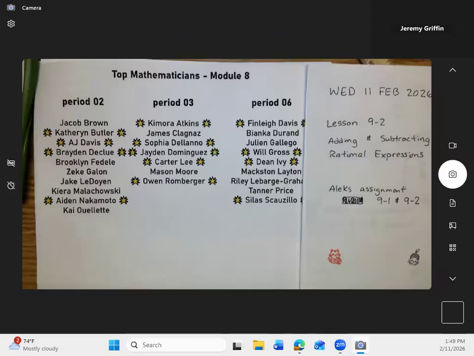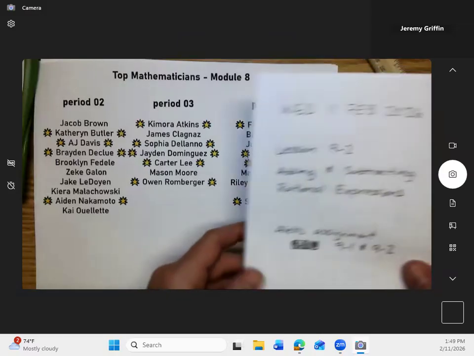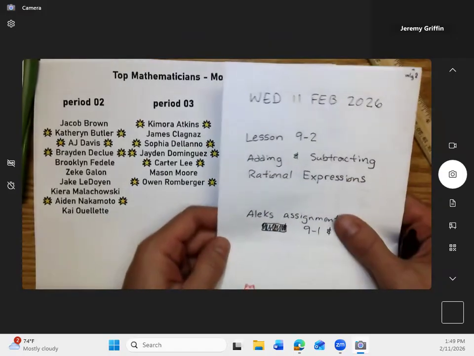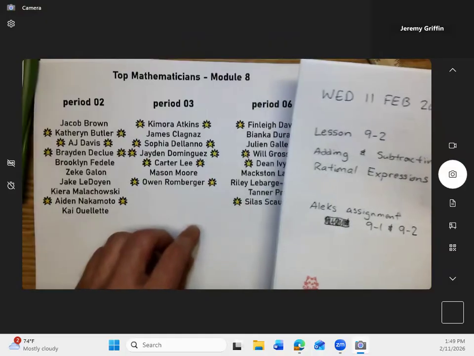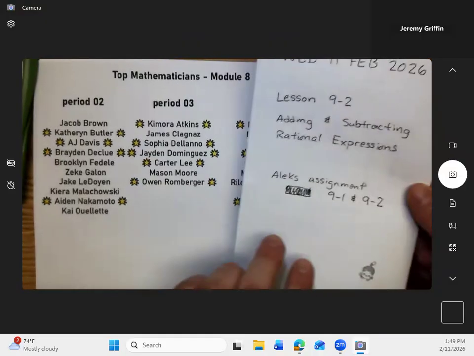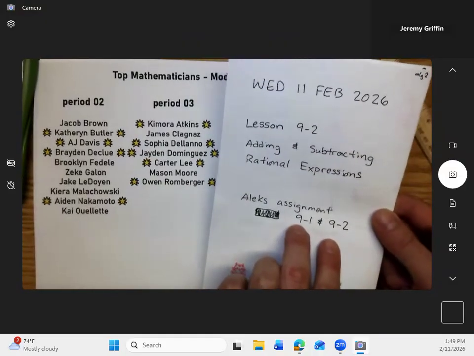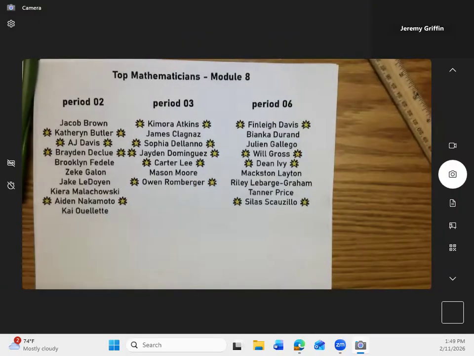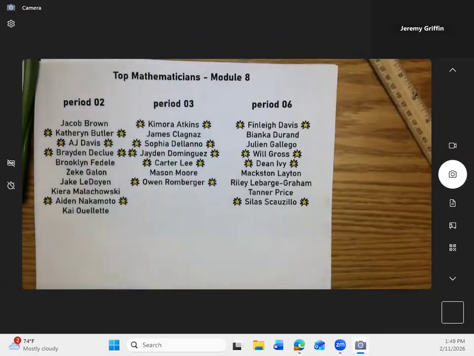You'll get recorded. Rolling. It's Wednesday, February 11th. We're moving on to 9-2, adding and subtracting rational expressions, which are these fraction-looking expressions. 9-2 is open. We covered 9-1 yesterday, and we're covering 9-2 today. You'll have a few days to do that.